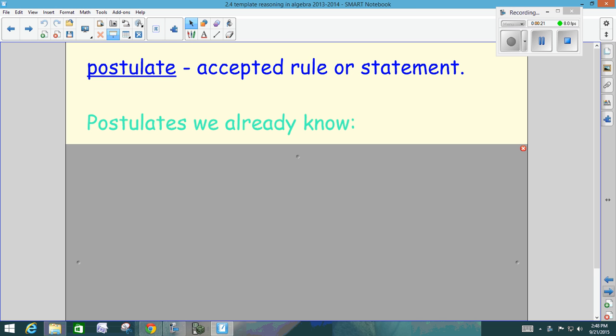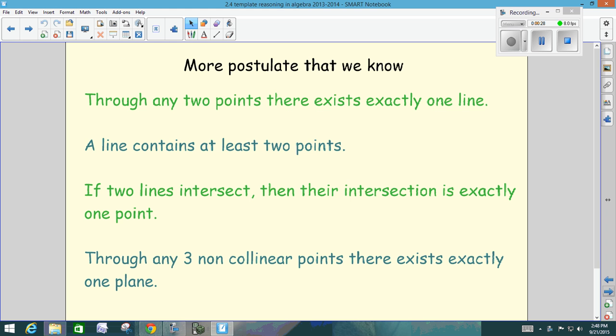When there's 2 points, you can have a line through it. Euclid just said that's what it is. Some of our postulates are just that, just sentences. Through any 2 points, there's 1 line. If 2 lines intersect, then their intersection is a point.